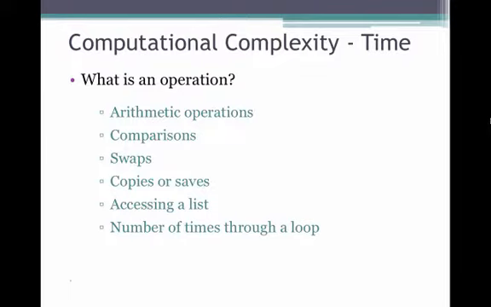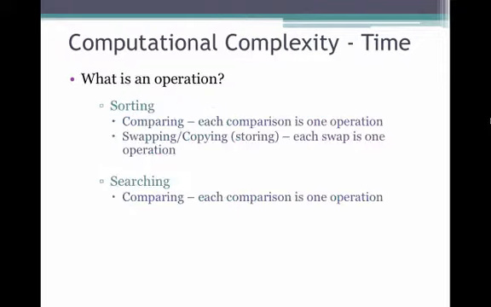So what is an operation? Well, an operation is anything that uses an arithmetic operation like addition, subtraction, multiplication, division. When you compare two items, that's an operation. When you swap two items, that's an operation. When you copy or save something to the disk, that's to your hard drive, that's an operation. Accessing a list or reading something in memory is an operation. And how many times you go through a loop will affect the number of operations.